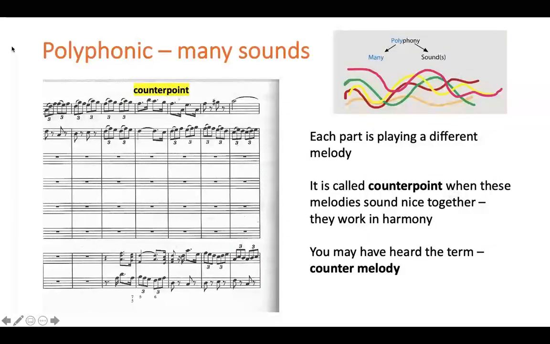And when these, and this is a new word, and when these melodies sound nice together, so for instance, the flute is playing one melody or part of the subject, and the violin is playing something else, and they sound nice together, they work in harmony. It's called counterpoint. You may have heard the term counter melody. So if I write a melody and I want to write another one on top in harmony, but it's slightly different rhythms, it would be a counter melody. Okay, and this creates that polyphonic texture. Okay, have a little listen.